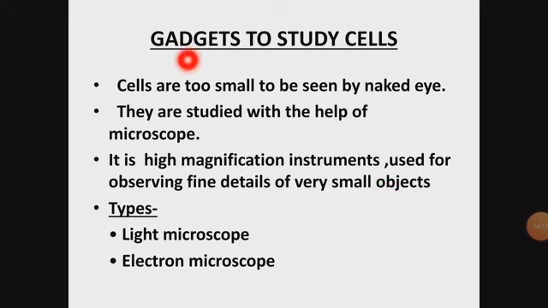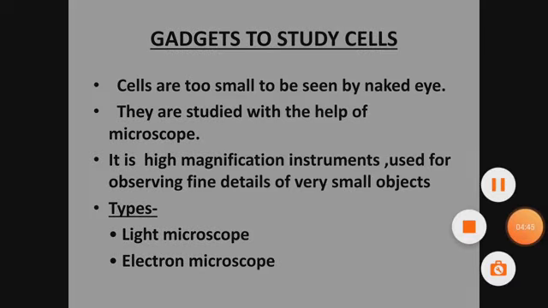Some of the gadgets or the instruments to study the cell, because we know cells are very small and they cannot be seen with our naked, unaided eyes. We need some instrument to study them. They are studied with the help of microscope. It is a high magnification instrument used for observing the fine details of very small objects. The types are light microscope and electron microscope. Light microscope is a compound microscope and generally it is used in laboratories in schools, so it is called student's microscope also.